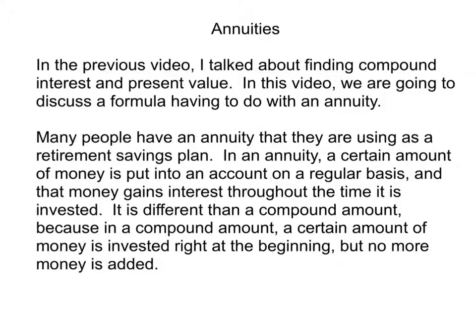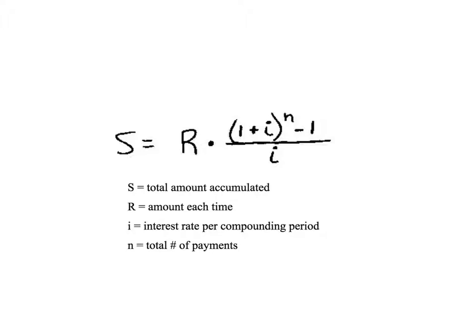It is different than a compound amount, because in a compound amount, a certain amount of money is invested right at the beginning, but no more money is added. Here is the formula that can be used for an annuity. And once again, I have what all the variables stand for down at the bottom.